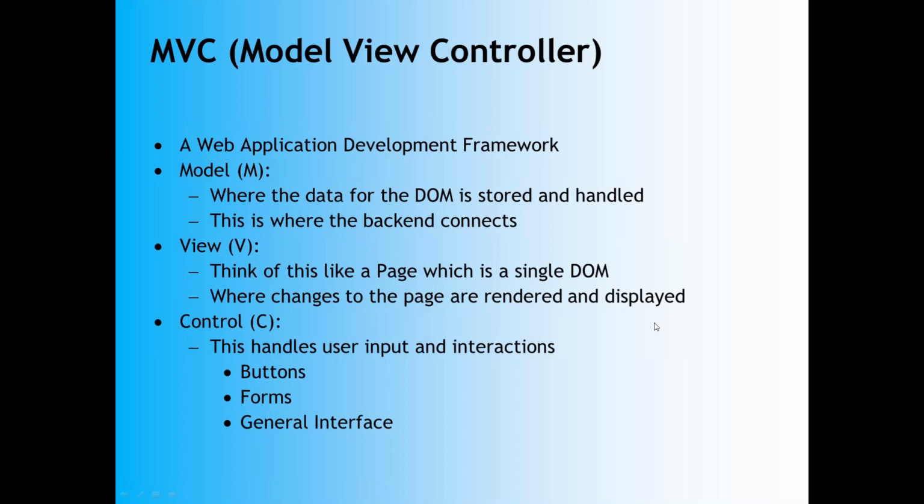So what is a web application development framework? It has the model, where the data is stored and handled. This is where the backend connects. The view is the front-end part, the page, the single DOM, which is like objects in the front end. And the controller handles the input and interactions, like buttons, forms, and the general interface.